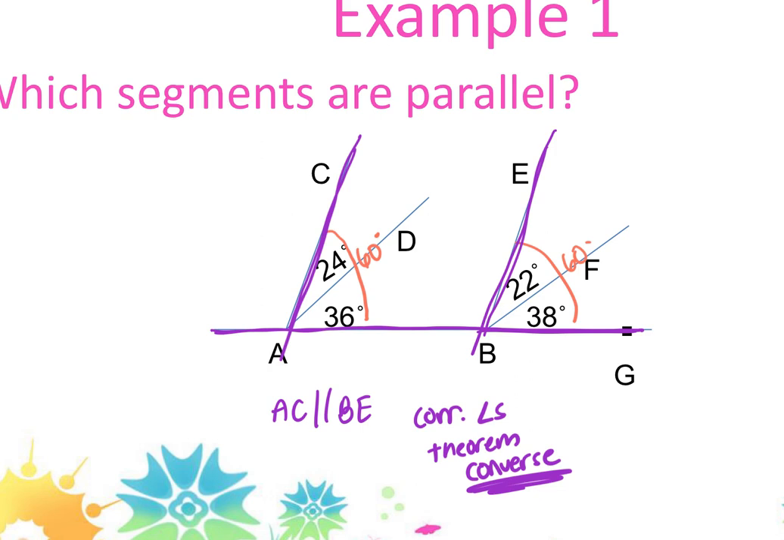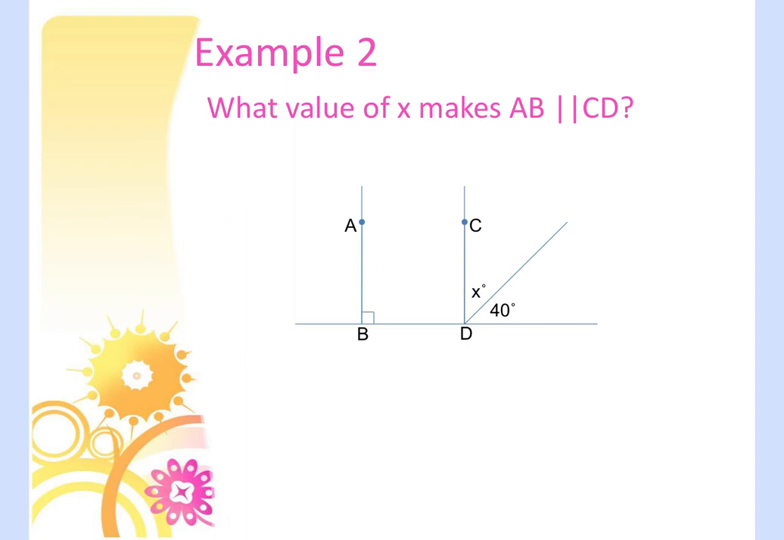All right, example 2 says what value of x makes AB parallel to CD. So we're trying to get AB to be parallel to CD. If that's true, what happens to the angle on the right? What does it have to equal? Well, the whole angle on the right has to equal 90 degrees, and I know that because this is 90 and those would be corresponding. So then x plus 40 would have to equal 90, which means x is 50. Good.